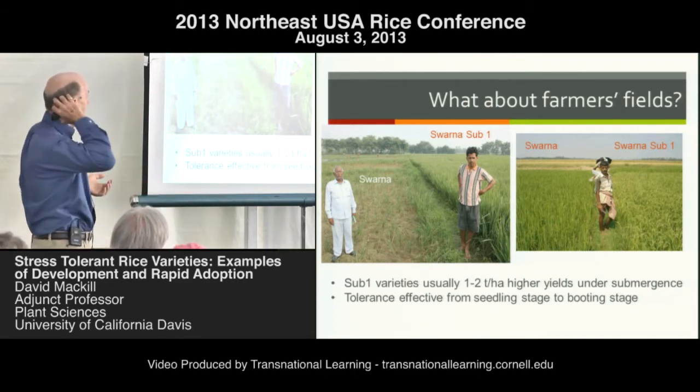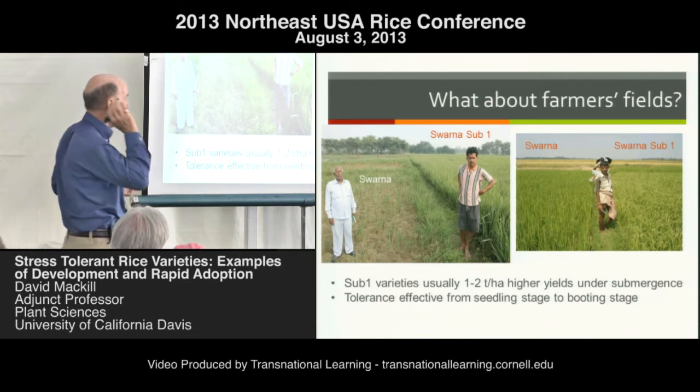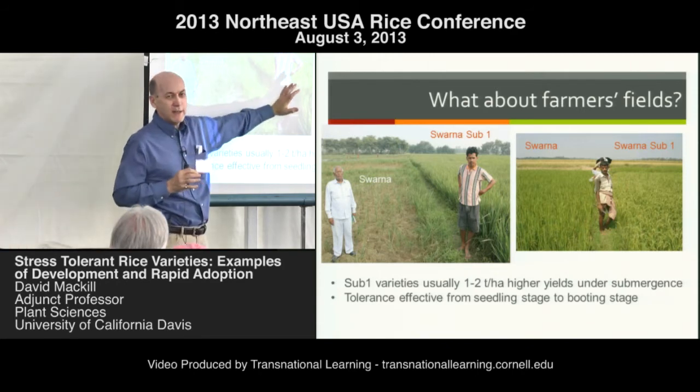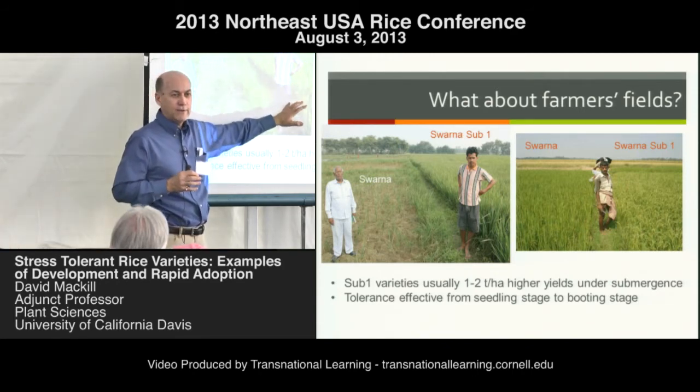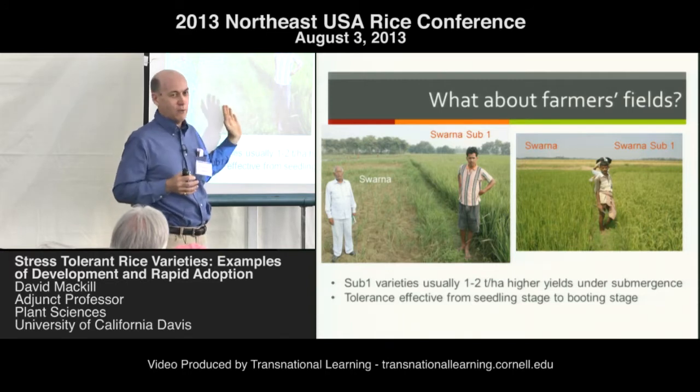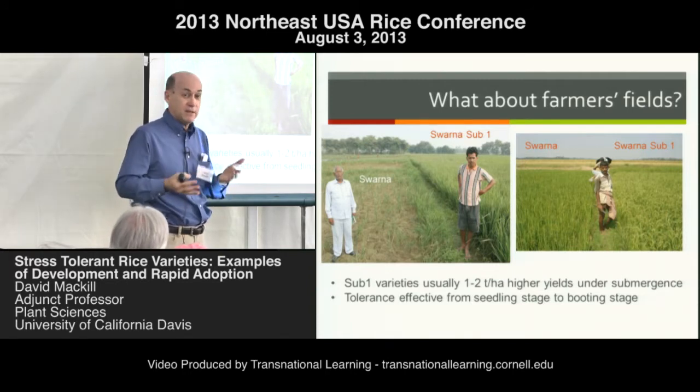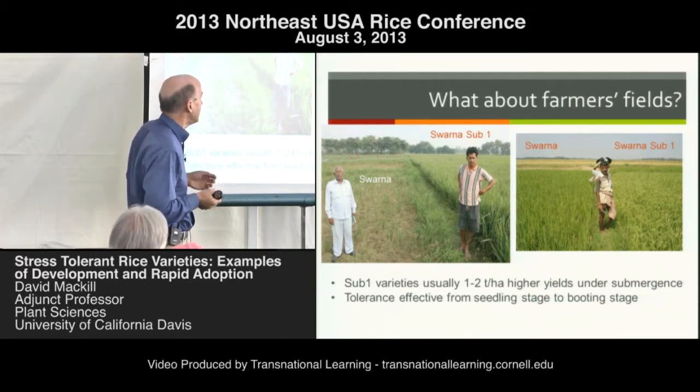So we found differences of yields, something like sometimes we get like 4 tons under this condition and maybe 1 or 0 under this condition. So very big difference of yields in the 2 fields.